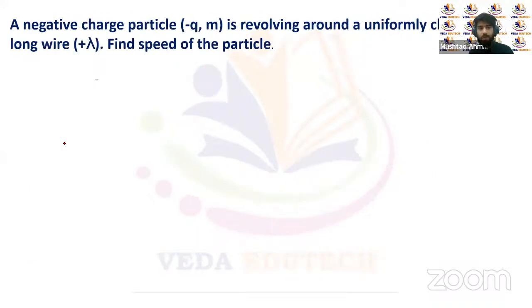Let's move on to the next question. The question says that a negative charged particle, minus q comma m, is revolving around a uniformly charged long wire with plus lambda charge density. But the speed of the particle.